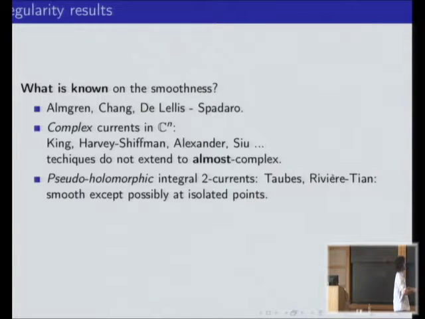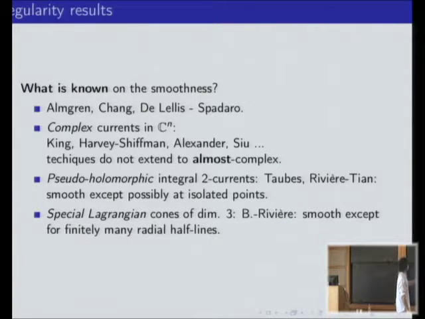Taubes did it in dimension 4 for the ambient manifold, and Rivière-Tian did it in the case of arbitrary even dimension for the ambient manifold, under the condition that the calibrating form is closed. So the case of a semi-calibration here is still open from the point of view of regularity. And the only other result I can mention is the case of special Lagrangian calibration. So it's the other one I showed you explicitly, the form of degree 3 I showed you before.